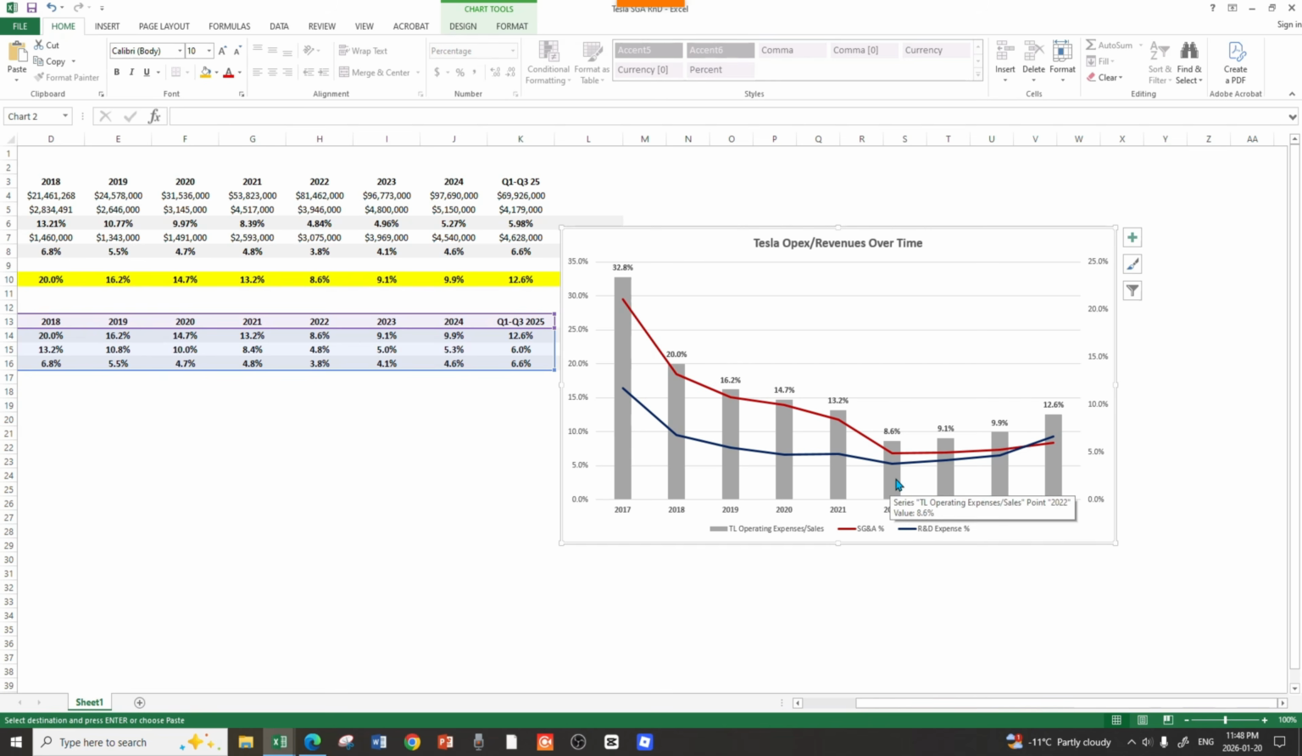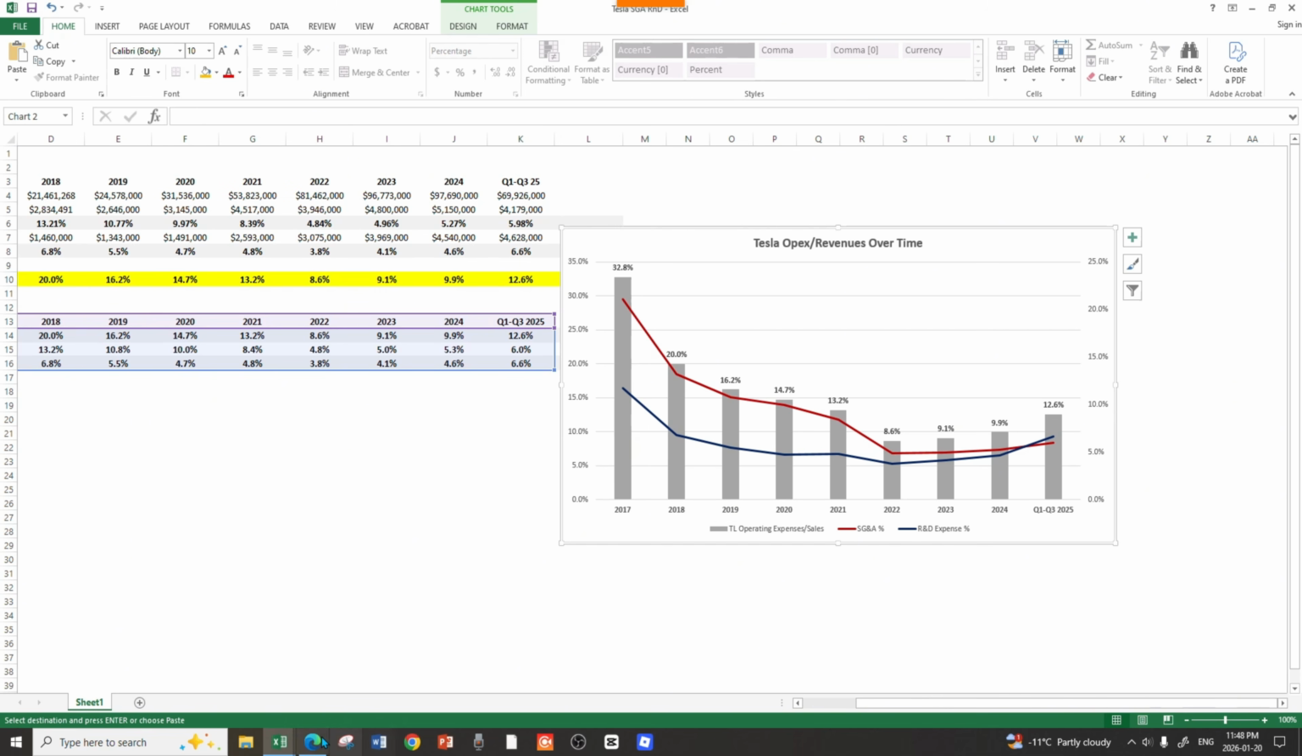What's happened since 2022 essentially is a steady increase in this ratio. You see that the bars stopped declining and started increasing here, and we're seeing a big jump from Q1 to Q3 2025. What's driving that is the blue line. It's R&D. SG&A costs are relatively flat as a percentage of sales. It's really these R&D costs that are increasing.